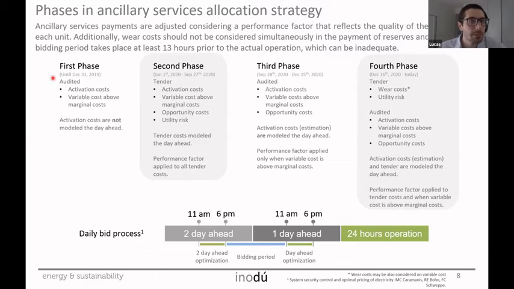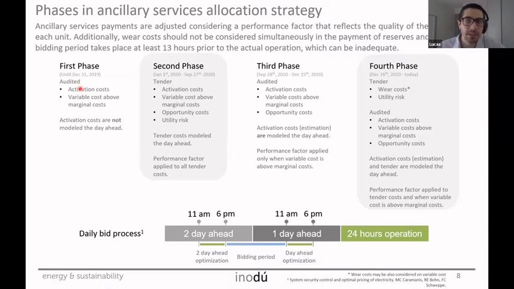The first phase was previous to the proposed tender and is characterized by all costs related to ancillary services being audited, but not all of them are modeled in the day-ahead program, particularly the activation costs are not. The second phase is the first one with the ancillary services tender, in which all costs related to the frequency control were included in the tender and modeled through those costs in the day-ahead program.